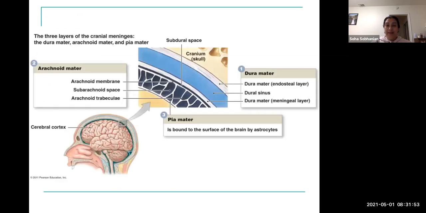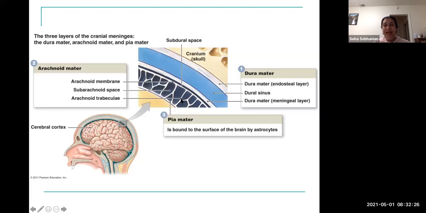The second layer we have, which is the layer you see right here, is the arachnoid mater. Notice that the arachnoid mater also has a space that looks segmented. To me, it kind of looks like a beehive. So this middle layer right here, that's what we call the subarachnoid space. That space right here with all the little openings is called the subarachnoid space.